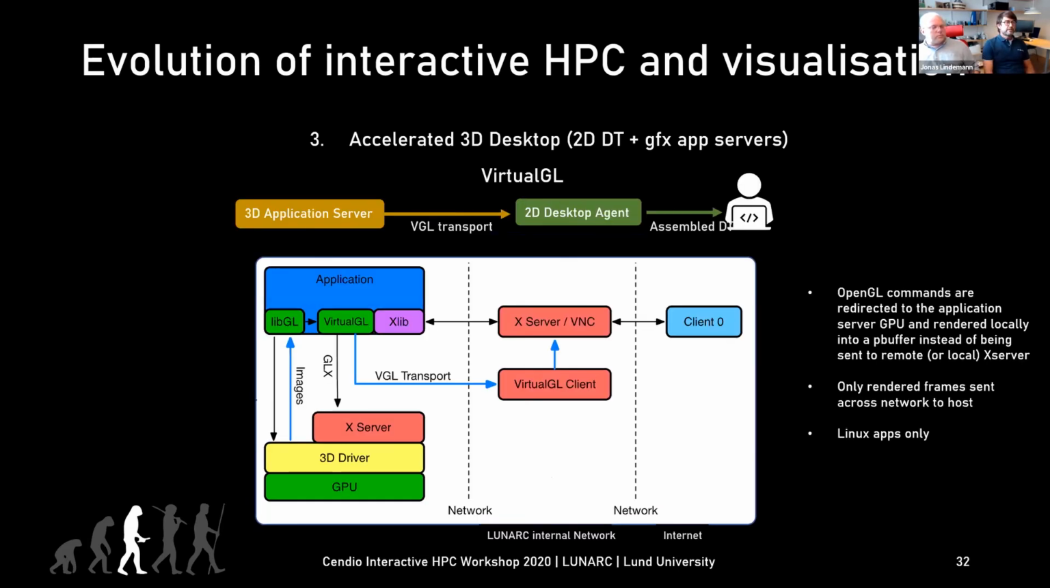What's happening in VirtualGL is that the OpenGL interposer library snoops, listens to the OpenGL stream and replaces certain calls in the stream. And instead of sending it to the X server across the network, it sends it to the X server that renders locally into a P buffer, a pixel buffer. And the pixel buffer is transferred across the network to the X server, that in this case is XVNC by Cendio. This is true only for Linux applications. This won't work on the server side for other OSs.